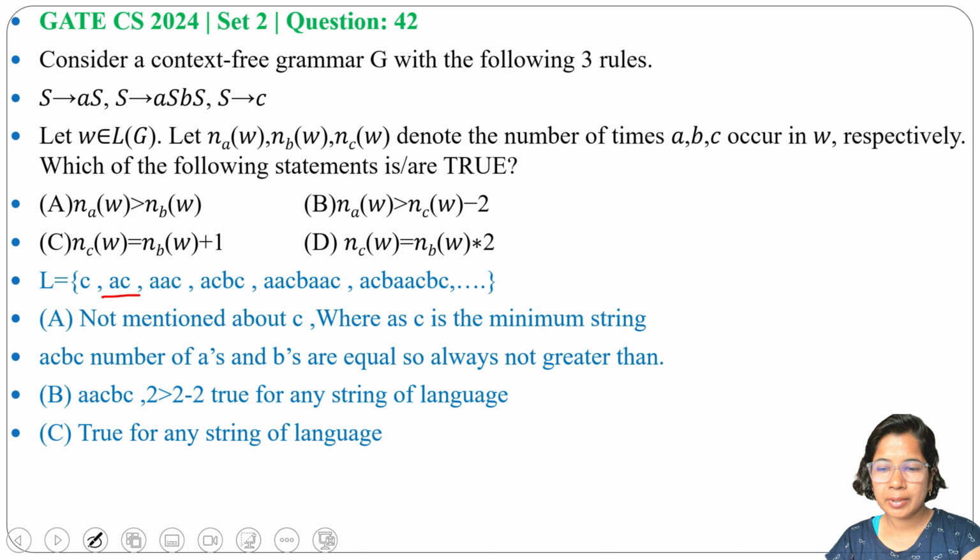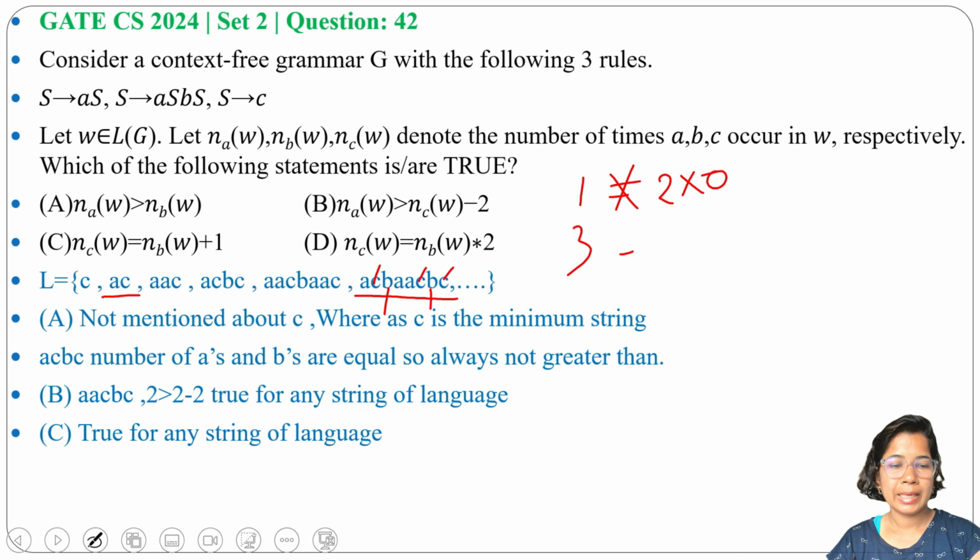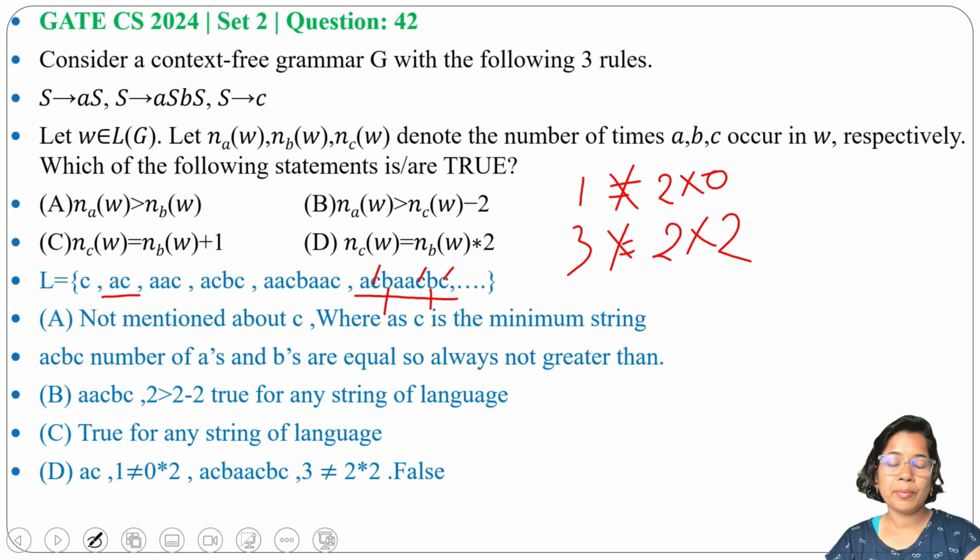Let's take an example. In SC, the number of C equals 1 whereas the number of B equals 0. Is 1 equal to 0 multiplied by 2? No. Suppose we take this example. Here the number of C equals 3 and the number of B equals 2. Is 3 equal to 2 multiplied by 2? No. So option D is wrong. The number of C in W is not equal to the number of B in W multiplied by 2.